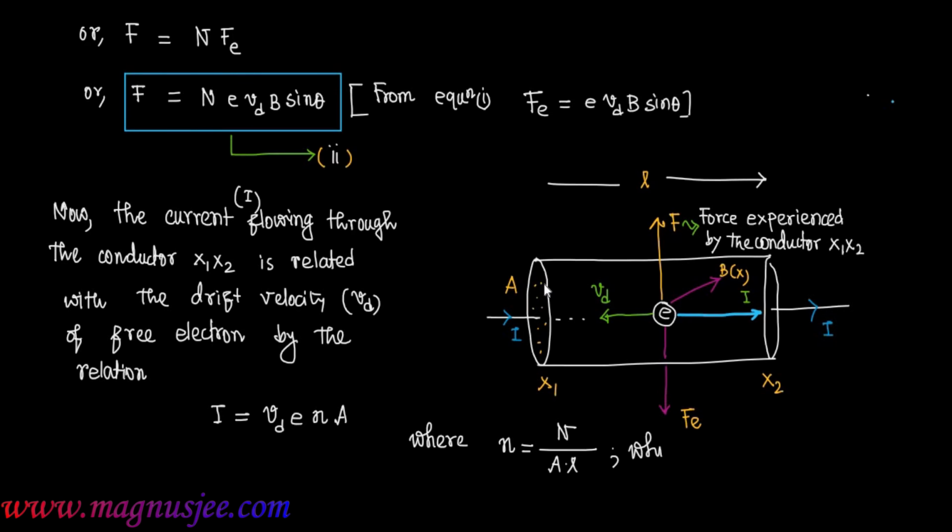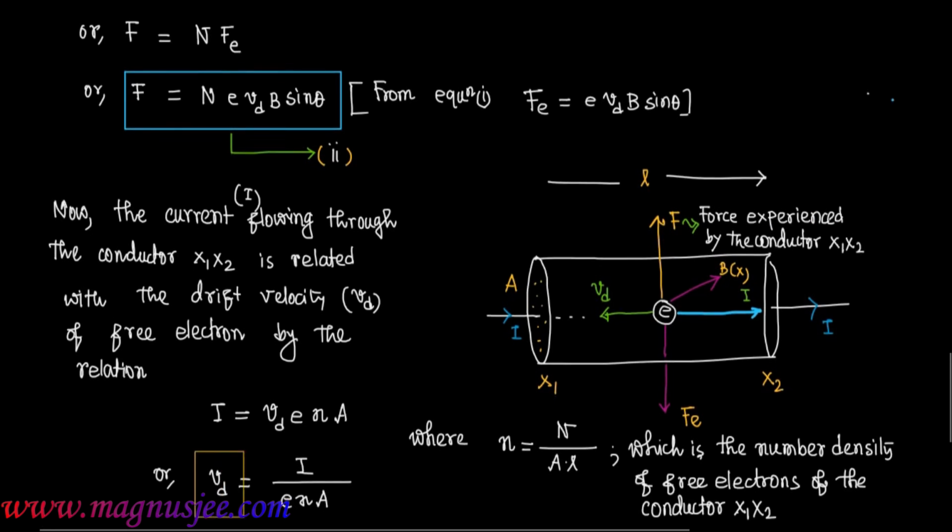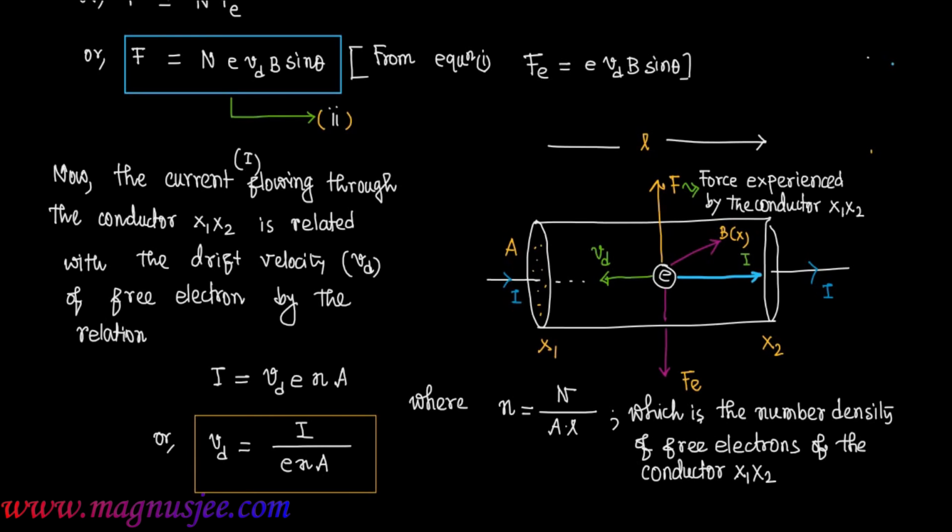In this case, small n equals N divided by A dot L, which is the free electron density, or number density of free electrons, of the straight conductor X1 X2. Small n is the total number of free electrons, that is N, divided by the volume of the conductor, that is A dot L. Or, Vd equals I divided by eNA, which is equation 3.